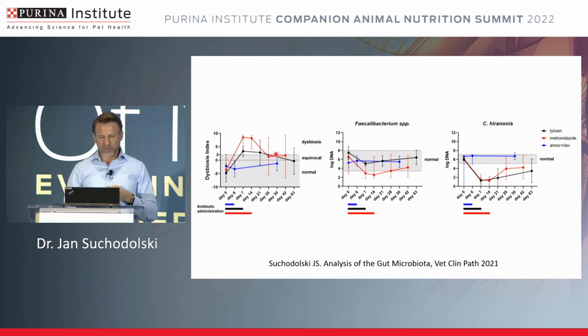but in some animals, it takes really over weeks to come back to normal. It doesn't only change the dysbiosis index. You can see Clostridium rhamnosus, an important group, is really affected by broad-spectrum antibiotics. And again, many animals don't ever come back to normal in this important metabolic pathway.